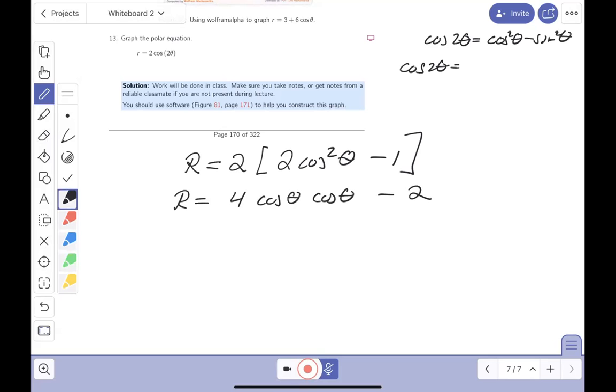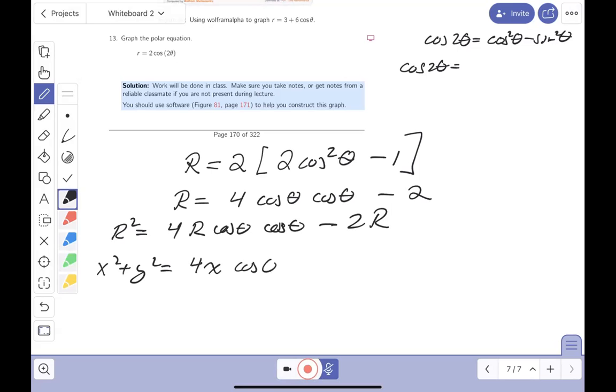All right, what would you do now? Well, I guess I can multiply both sides by r. And if you did that, you get r squared equals 4r cosine theta minus 2r. Okay, what's r squared? x squared plus y squared. And what's 4r cosine theta? It's 4x cosine theta minus 2r. I've got problems still. And I'll tell you what the problems are. I'm still not in the Cartesian system. And the more I go through this, the more difficult it looks like it's going to get.